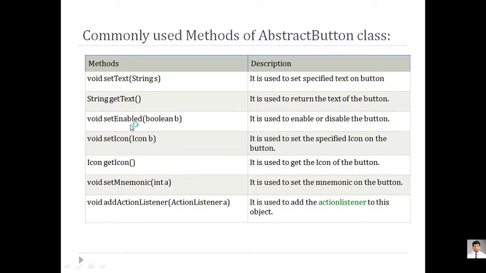You can set enable also the button. You can set an icon on a button also. You can get the icon from a button also at the runtime. You can add action listener. So this is the most important thing we did yesterday, that whenever we are going for button click events, we have to add an action listener interface, and for adding that action listener interface at runtime, we need to use a function called addActionListener. So then only it will be added to your program.